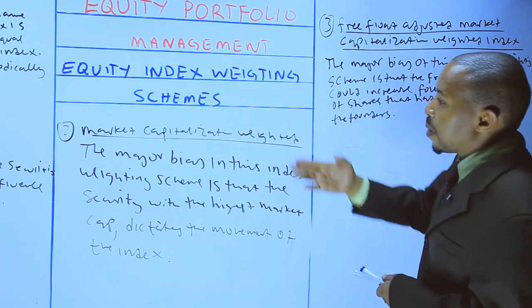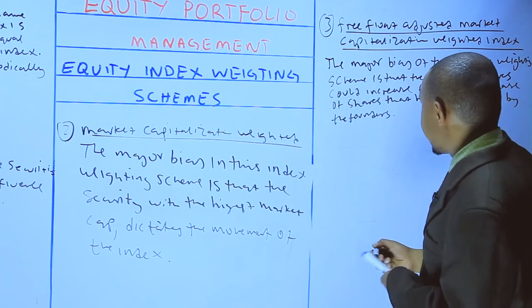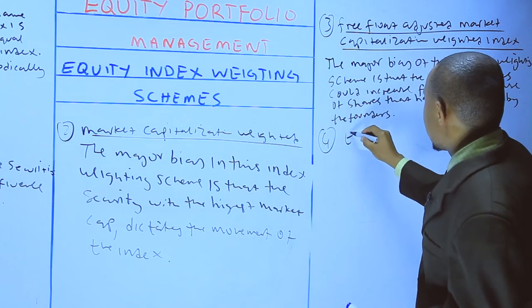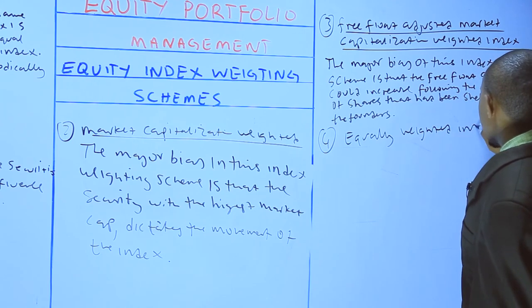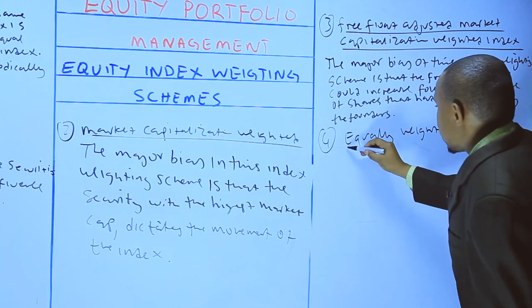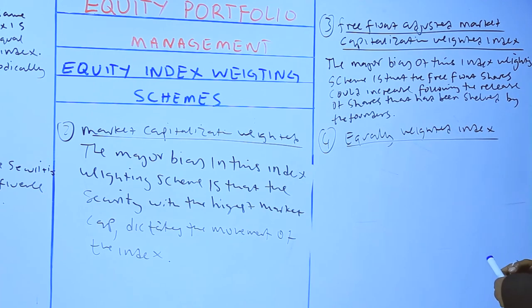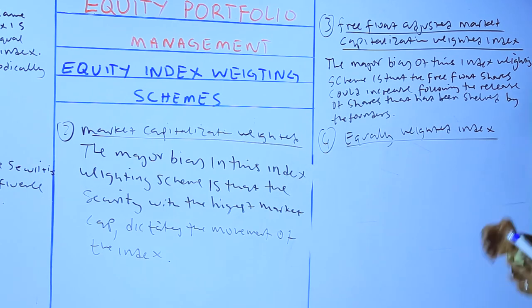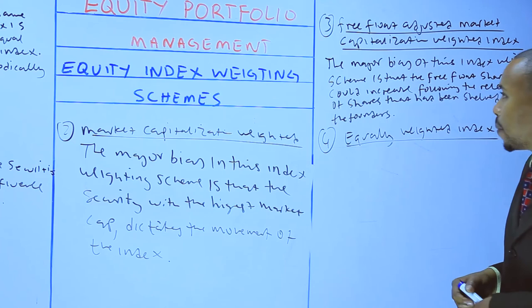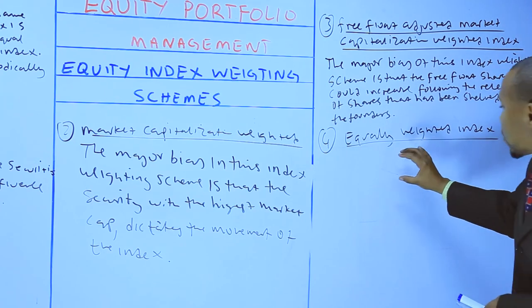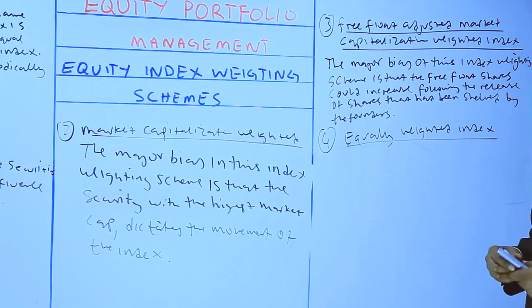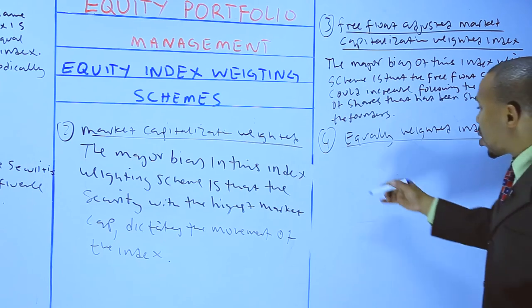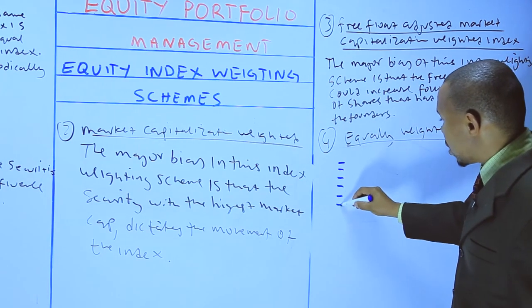The fourth type is the equally weighted index. Under equally weighted index, we had said that all stock returns are given the same weighting. And so small cap stocks are the ones that could have a major impact on the equally weighted index. Small cap stocks are which ones? These are securities which are listed on the exchange.